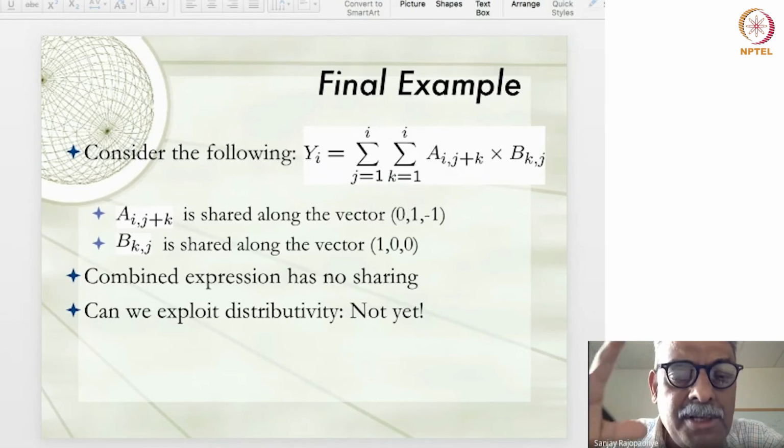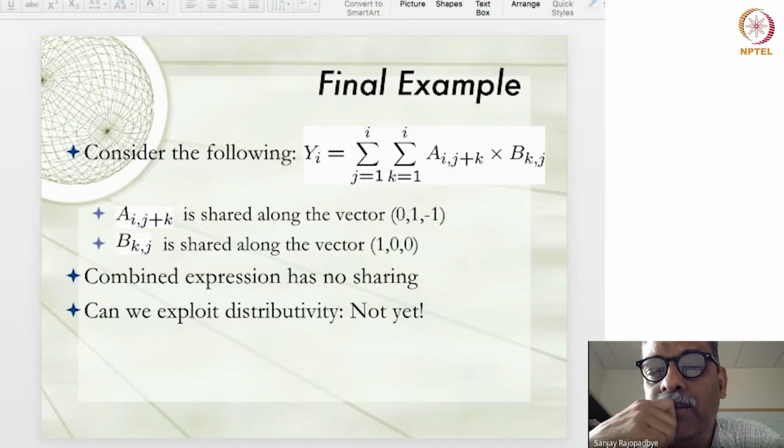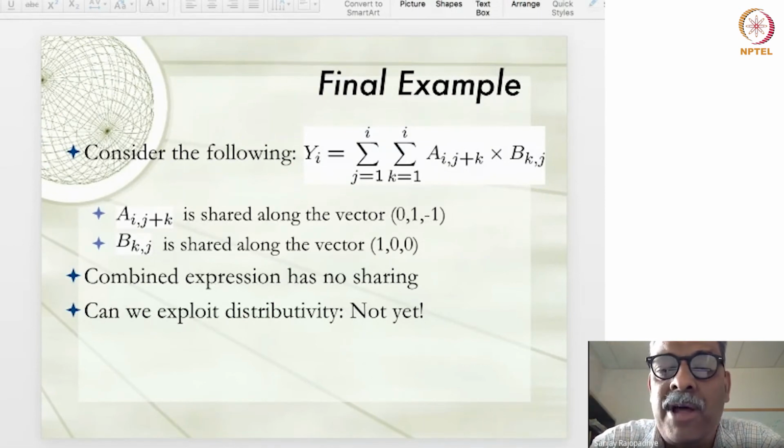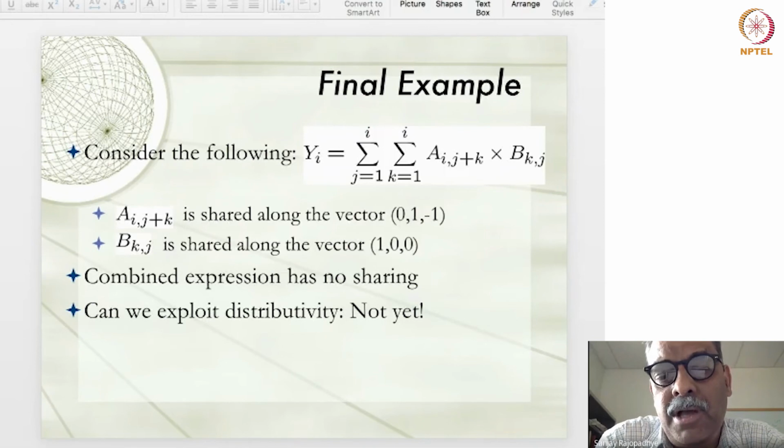And the sub-expressions themselves have some reuse. Along the vector j plus k equals constant, so (0, 1, -1), the first term is shared. And along i, because b of k, j doesn't even involve i. So along the i direction, the same value of b is read, right? So the sub-expressions have reuse. The combined expression has no sharing.